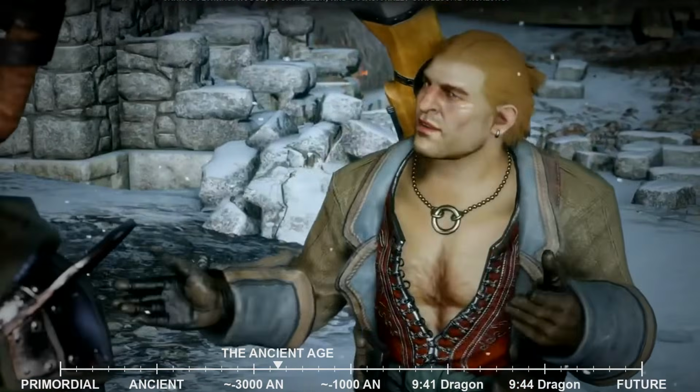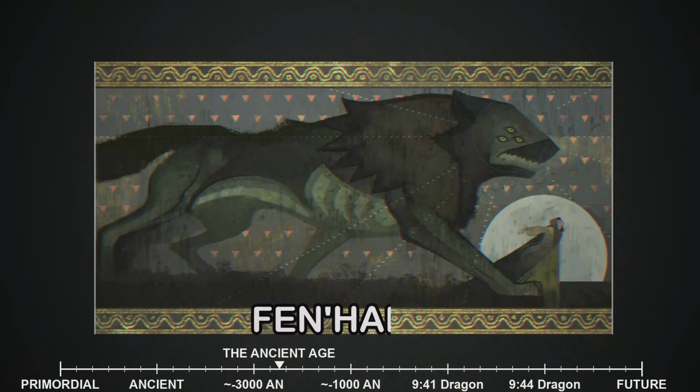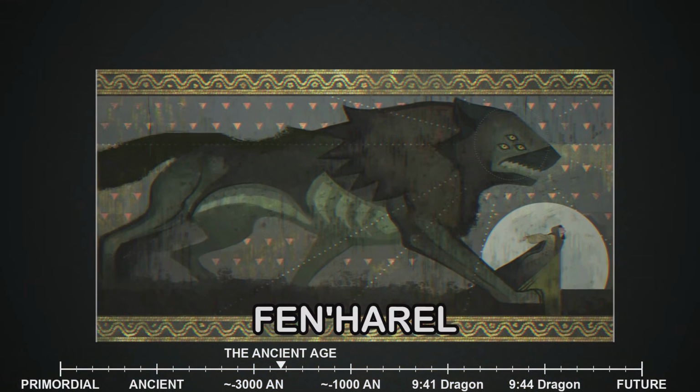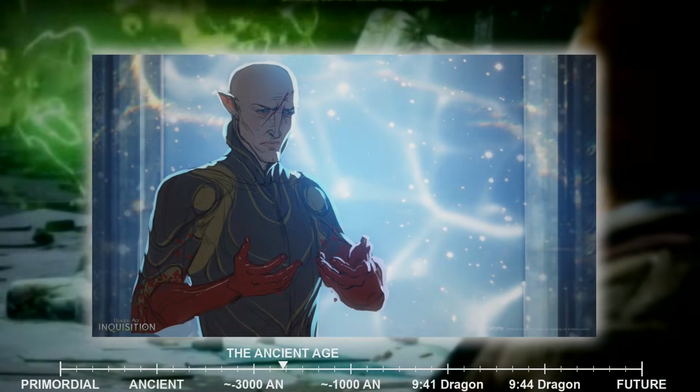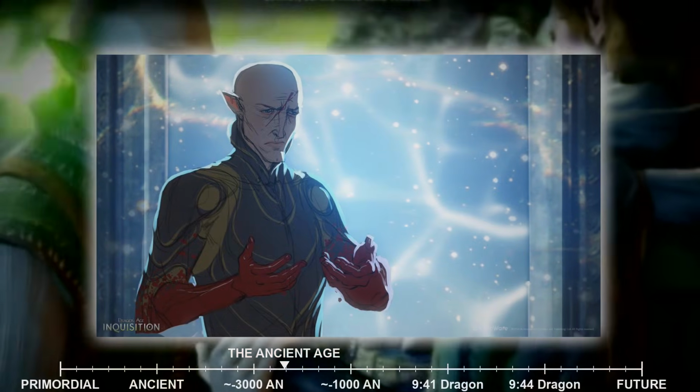The second exceptional figure is Fen'Harel, the Dreadwolf, though in this age he is not yet known by that title. His true name, the name he was born with, is Solas, and he occupies an unusual position in elven society.